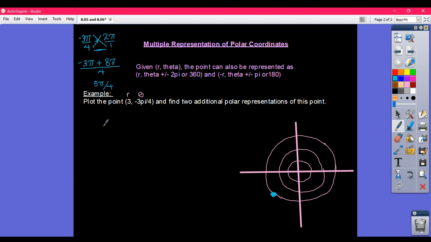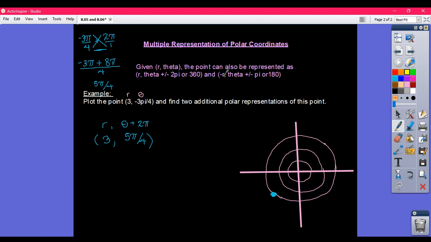So the first one is you can take r and whatever theta is, you can add 2 pi or 360 degrees, depending on if the angle is given in degrees or radians. And you can add or subtract a full circle as many times as you want. It's still going to be the same point. So for this, I'll keep the r as 3 and take the angle and add 2 pi, which I've already done, and that's 5 pi over 4. And if you note, I'm on the third circle at 5 pi over 4, so it all represents the same point.